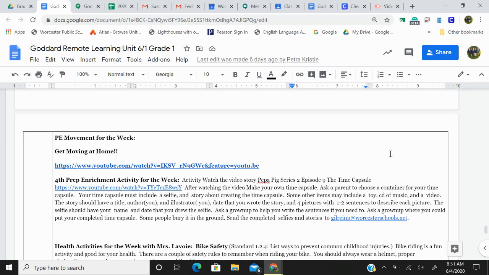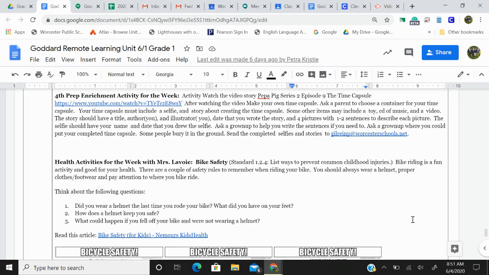The selfie should have your name and the date that you drew the selfie. Ask a grown-up to help you write sentences if you need to. Ask a grown-up where you could put your completed time capsule. Some people bury it in the ground. Send the completed selfies and stories to Mr. G at this email address right here.